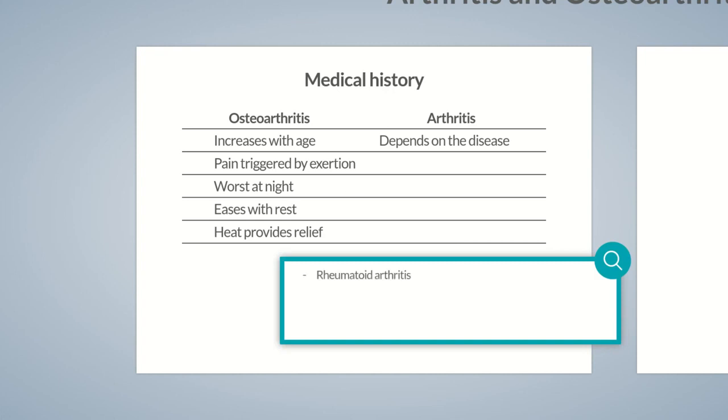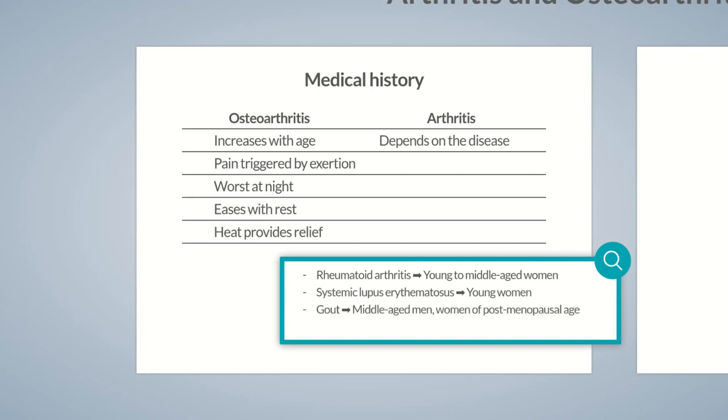Rheumatoid arthritis is most commonly diagnosed in young to middle-aged women, whereas systemic lupus erythematosus often affects young women. Gout is common in middle-aged men and women of postmenopausal age. In contrast, spondyloarthropathies usually affect young men. So, although the arthritides can occur in all age groups, which is in contrast to osteoarthritis, the development of arthritis focuses on particular life stages or sex, depending on the cause.